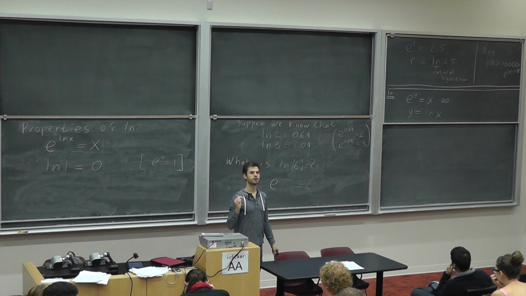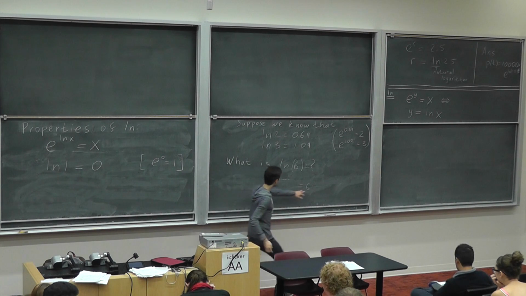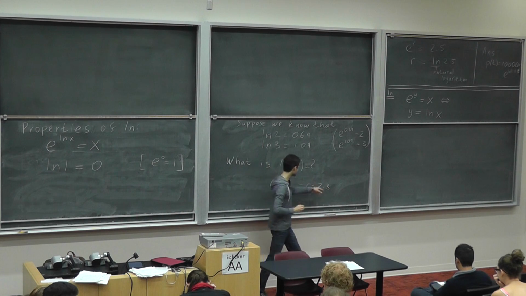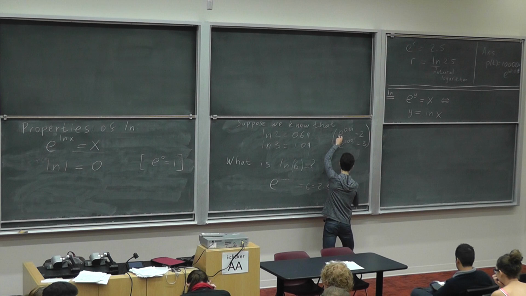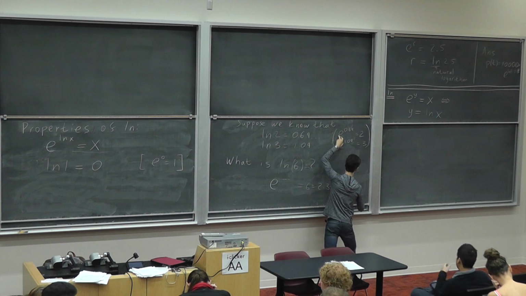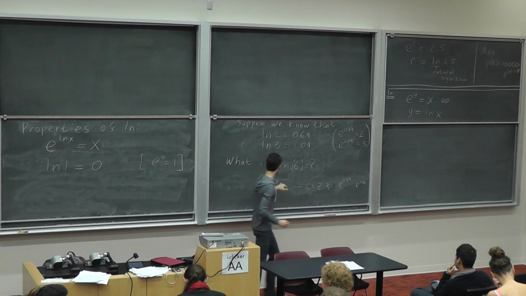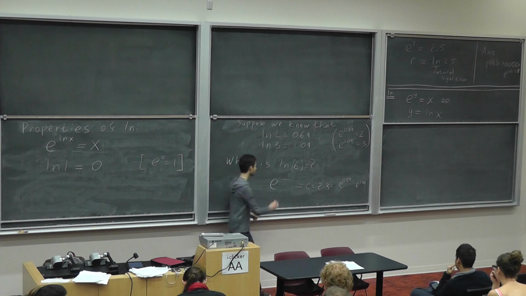Yeah? I think it's the sum of. Okay, the sum. I know that 6 is in fact 2 times 3. And I know that 2 is e to the power 0.69 something. I also know that 3 is e to the power 1.09 something. So what should I write here?